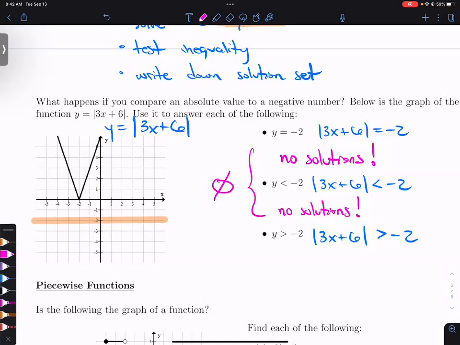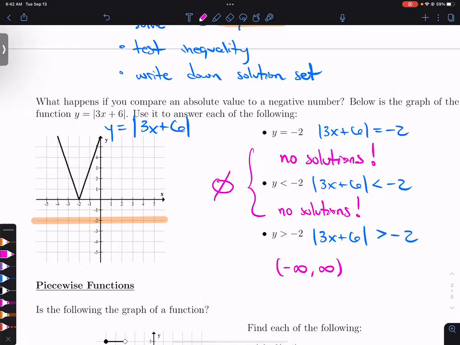What about the last one? Where is the absolute value of this function greater than -2? Everywhere, right? It's always bigger than -2. Okay, so how do I write that? Infinitely many solutions. If this was no solutions, this is like all solutions, all x values are solutions.